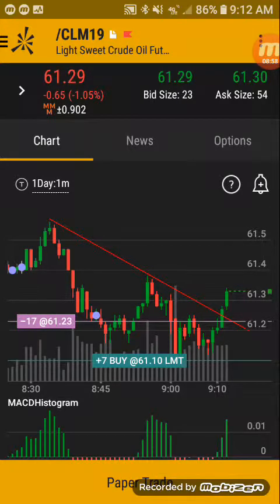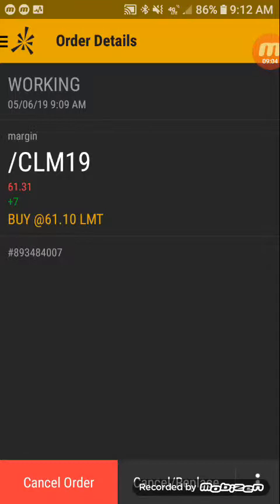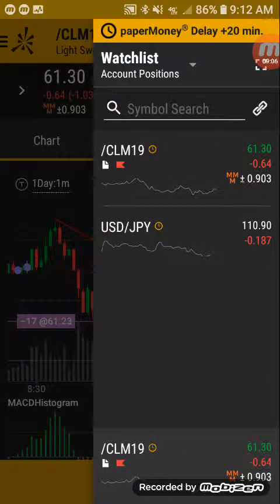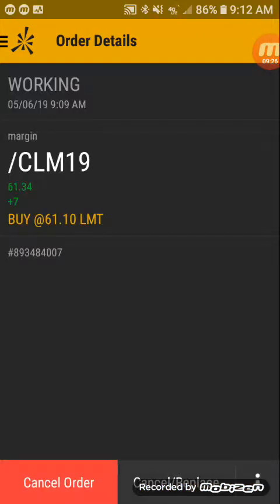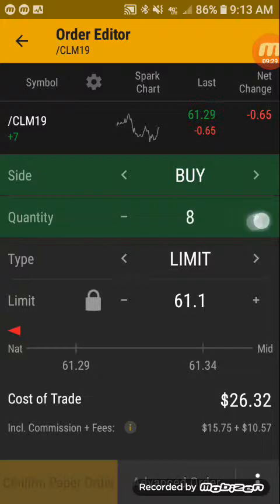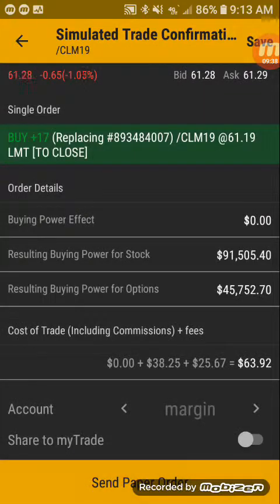My price moved a little higher. The market's going against me, but I'm really just trying to show you how to put orders in. So this buy limit order is way too low. I'm going to put it at buyback 17. So I'm going to change the order to buyback 17 at 61.19. Pretty simple. Confirm paper order.